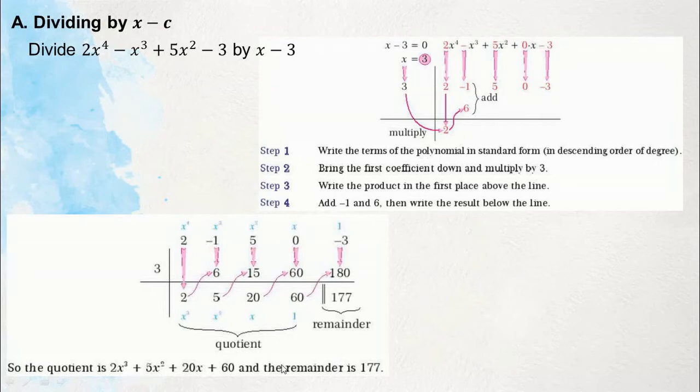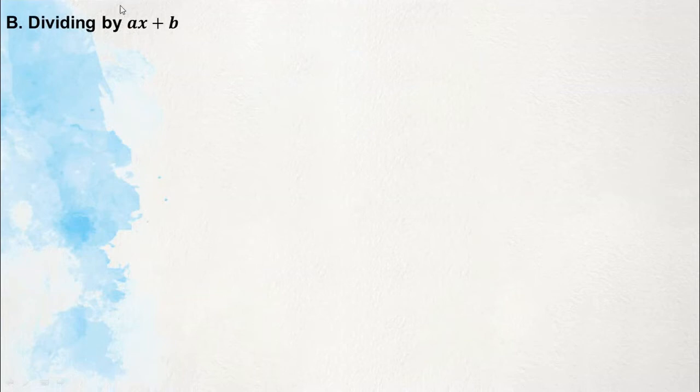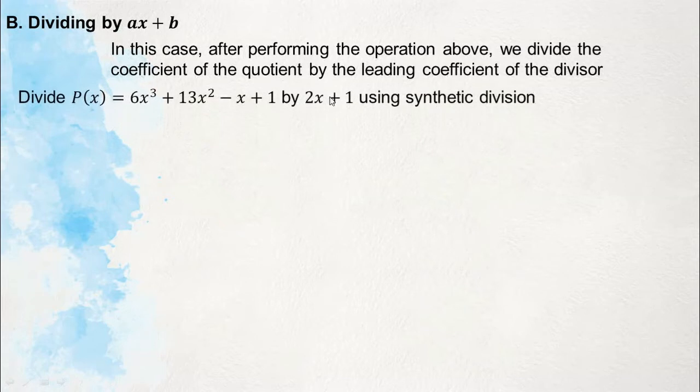After that, we will talk about the example. For the case where the number is divided by ax plus b, after performing the steps as before, you need to divide the coefficients of the result by the leading coefficient of the divisor. Okay, this is the example.